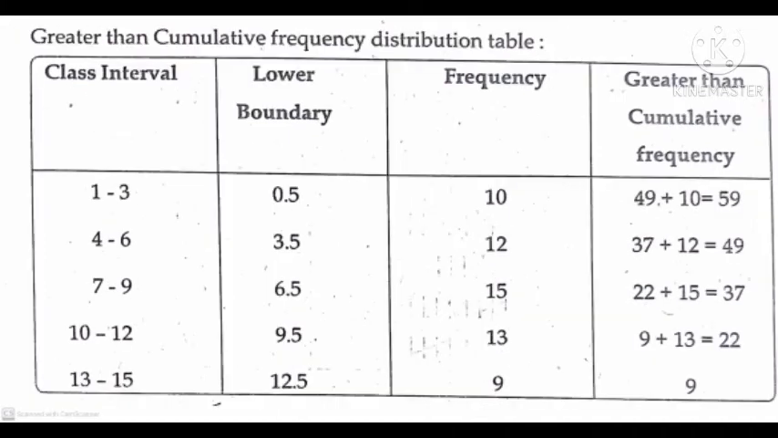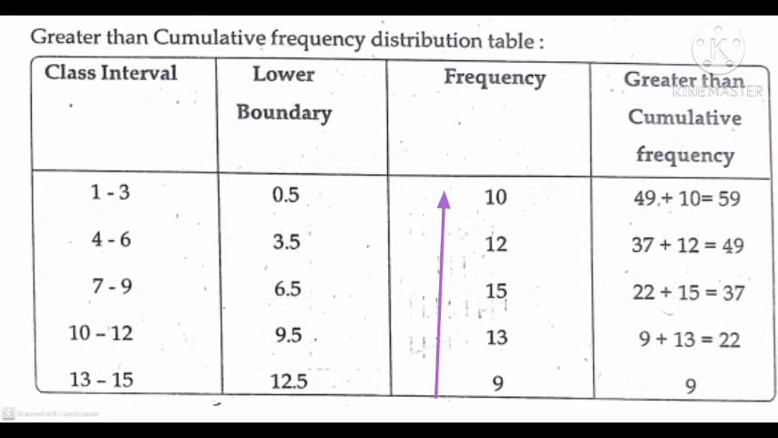Next we have to calculate the greater than cumulative frequency. First create the table with four columns. The first column is class interval, the second column is lower boundary, the third column is frequency and the last one is greater than cumulative frequency. Class interval, lower boundary and frequency are copied from the first box. Next we have to calculate the greater than cumulative frequency. We already learnt how to get it.